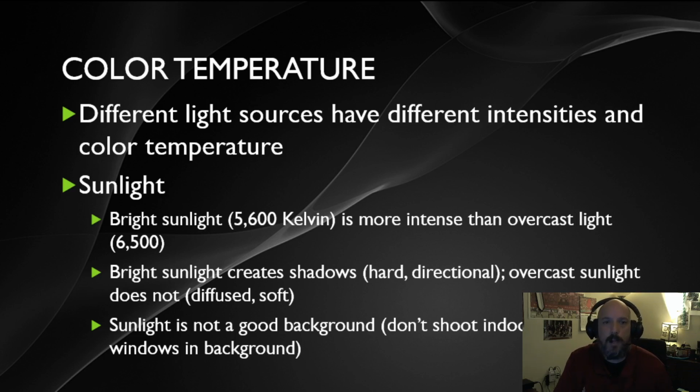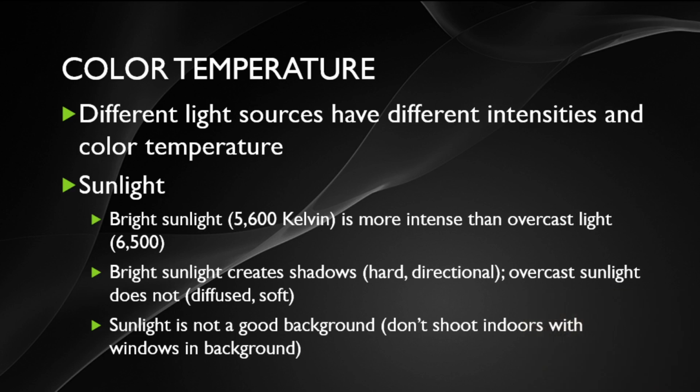Now, another thing that we're going to talk about is how different sources have different intensities and different colors, and these are called color temperatures. One of the main sources of light we have is the sunlight. But the sunlight changes. So we've got two types of color temperatures, and I'll talk about that more in a moment. The first one is called bright sunlight, which is 5,600 degrees Kelvin. This is more intense than an overcast light, when the clouds are out. That is going to be more like your 6,500, because that light is getting dispersed a little bit.